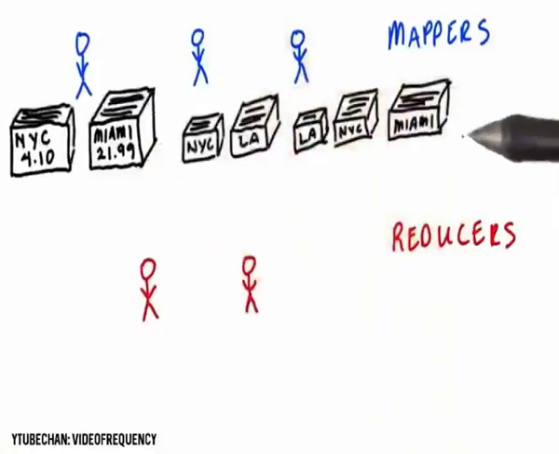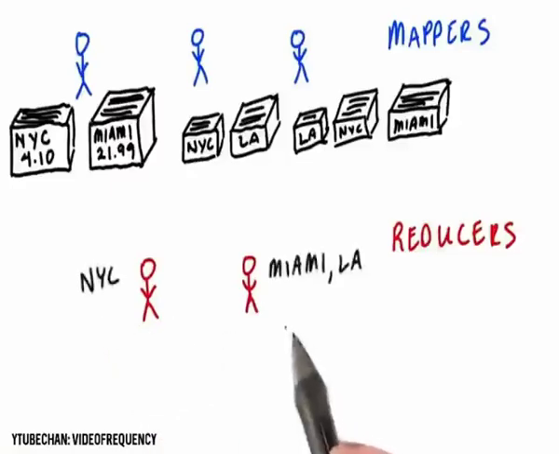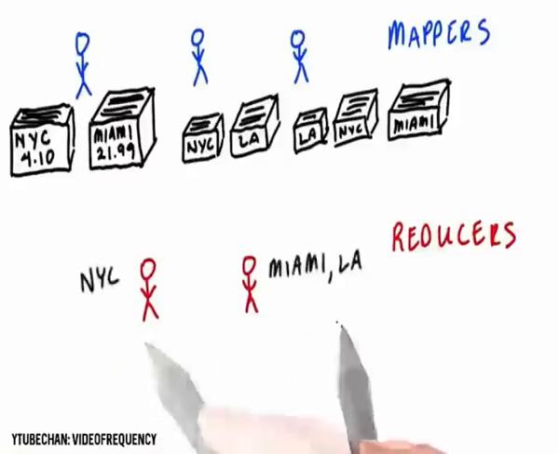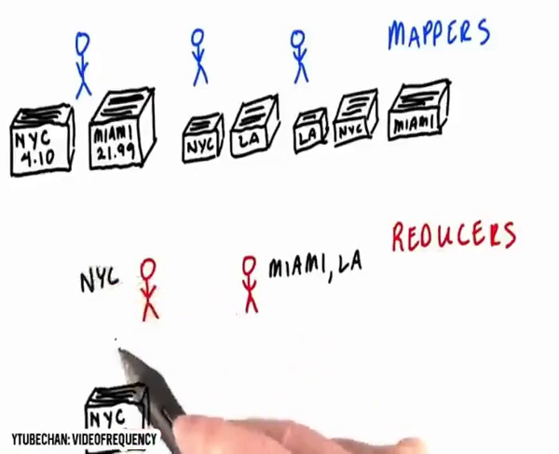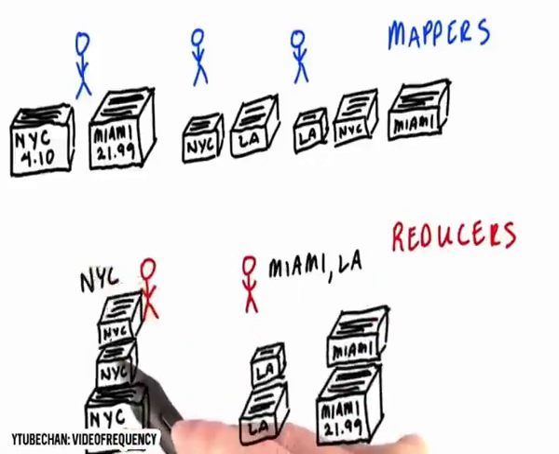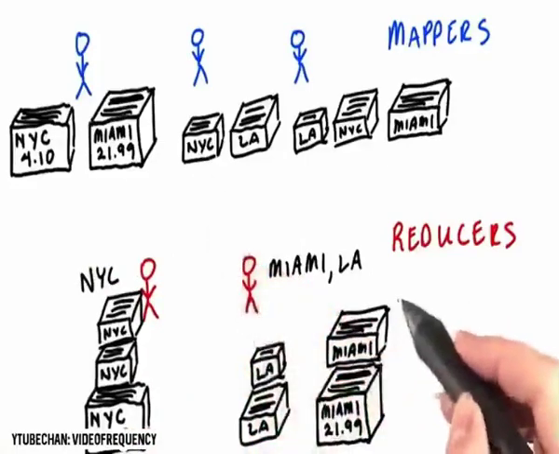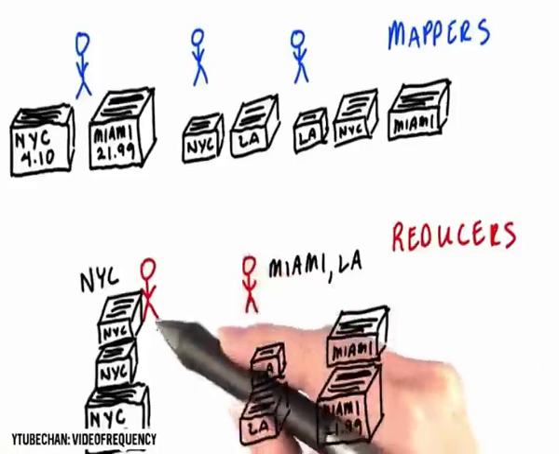Once the mappers have finished, the reducers can collect their sets of cards. We'll tell each reducer which store they're responsible for, such as this one for New York City and this one for Miami and Los Angeles. The reducers go to the mappers and retrieve the pile of cards for their stores. It's fast for them to do because the mappers have already separated the cards into a pile per store. Once the reducers have retrieved all their data, they collect all the small piles and create a larger pile.